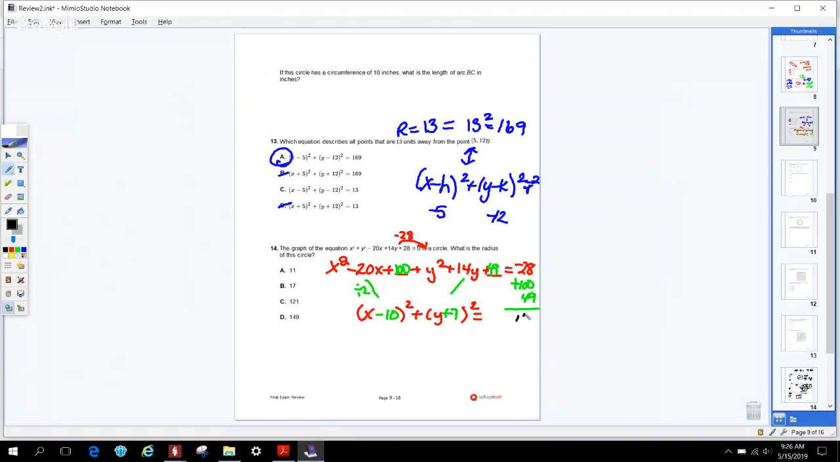So yeah, this will become 121. And we know that the formula says the radius squared equals 121. So just to get the radius, I have to take the square root. So my radius is 11, choice A.